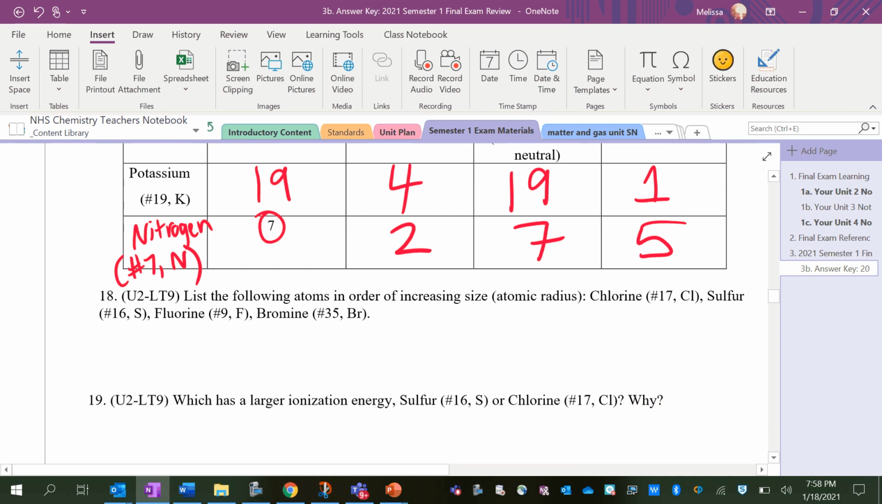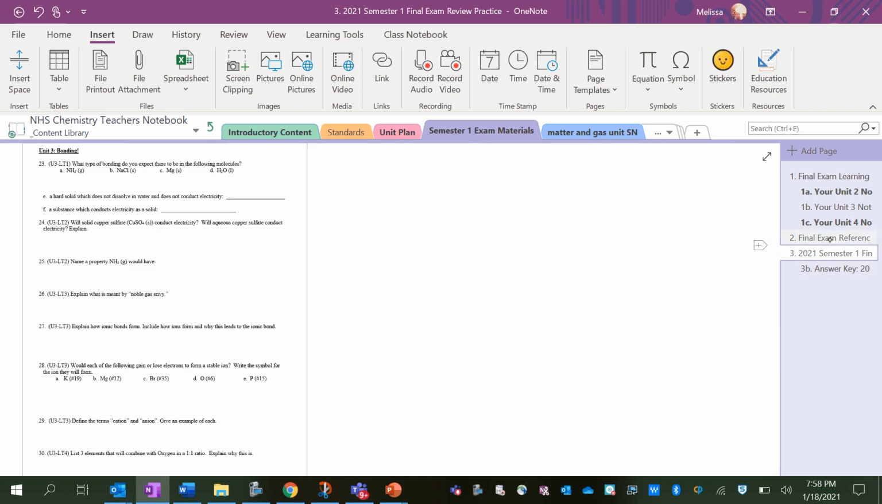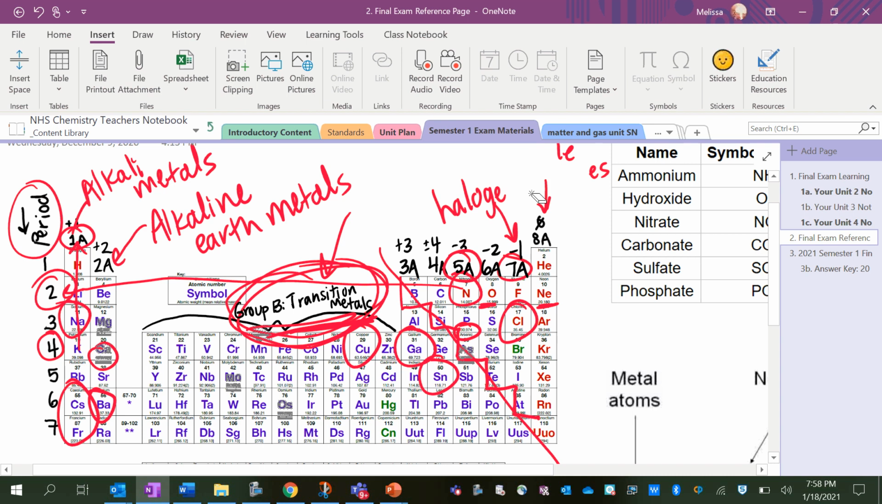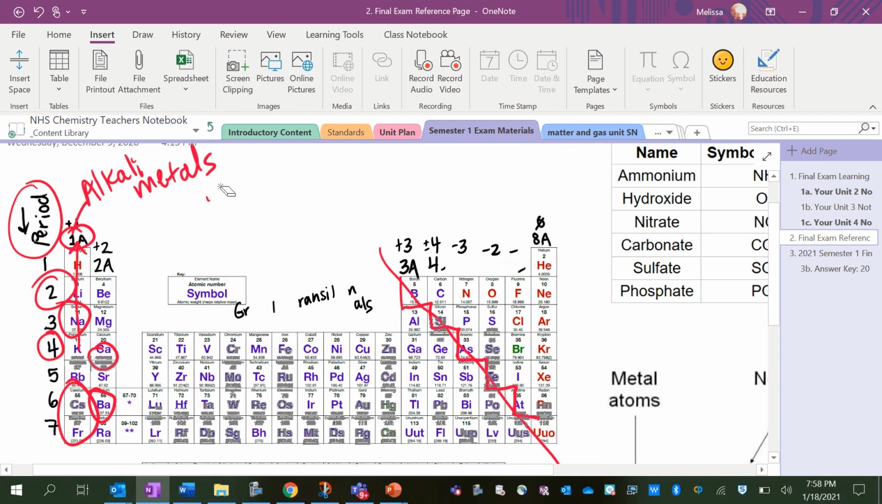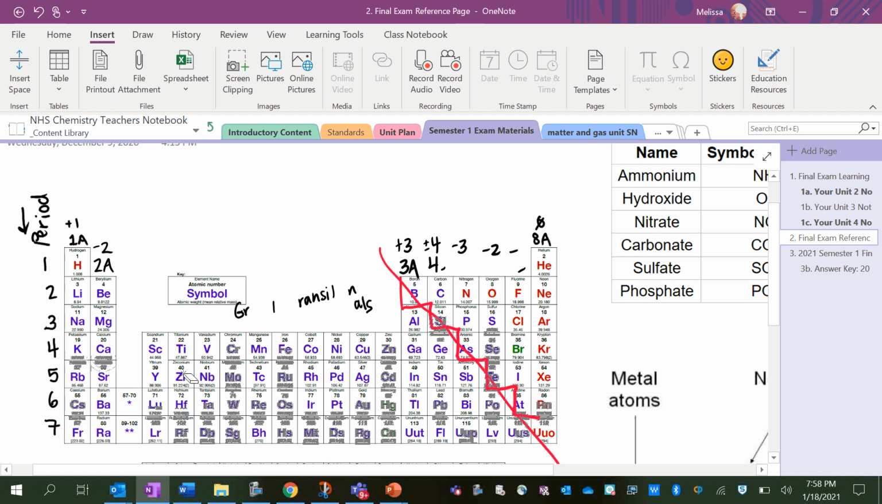Next, we've got to put some atoms in order of increasing atomic radius: chlorine, sulfur, fluorine, and bromine. So let's just take a second and clear off some of this craziness here, so we have sort of a clean slate. Oh no, I erased some of my own charges. Put these back in real quick. Okay, so we're talking about fluorine versus chlorine versus bromine versus sulfur.